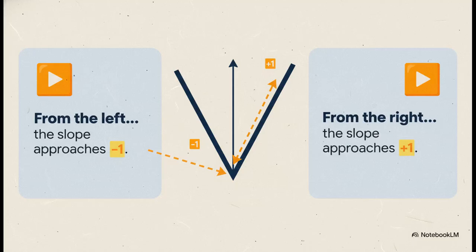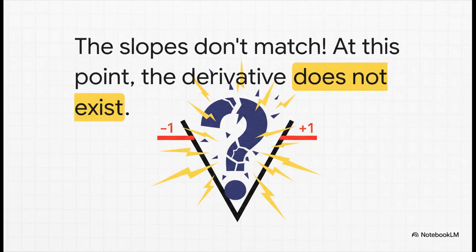And guess what? The math totally confirms what our gut is telling us. When we use our limit formula and we approach that sharp point from the left side, the slope looks like it's -1. But when we come at it from the right side, the slope looks like +1. And that's the key. The answers don't match. The slope from the left is totally different from the slope from the right. So because there's no single agreed-upon slope right at that point, we just say the derivative does not exist there. Our amazing tool fails, and it fails precisely where our intuition told us it would.